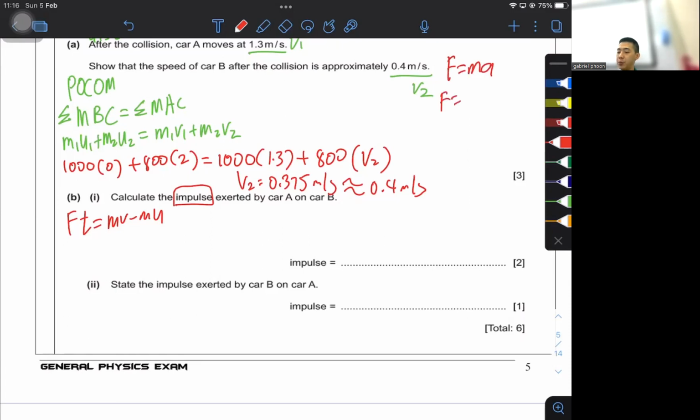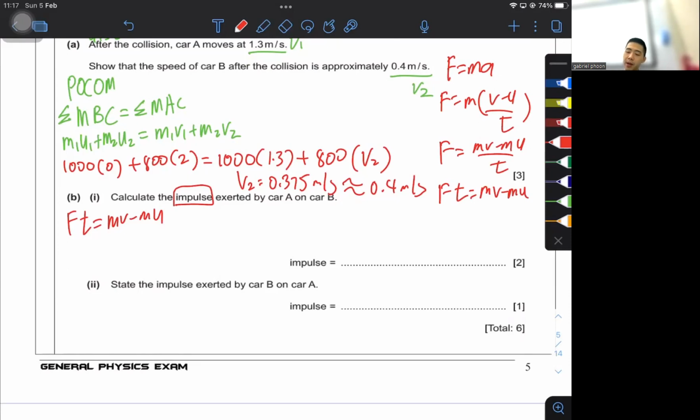From here, your F should be mv minus mu over t. Derive it, and you're supposed to get F equals mv minus mu over t, and thus Ft equals mv minus mu. You're supposed to derive it from F equals ma. God forbid that you memorize the formulas, because there are going to be more and more formulas that you're bound to forget.